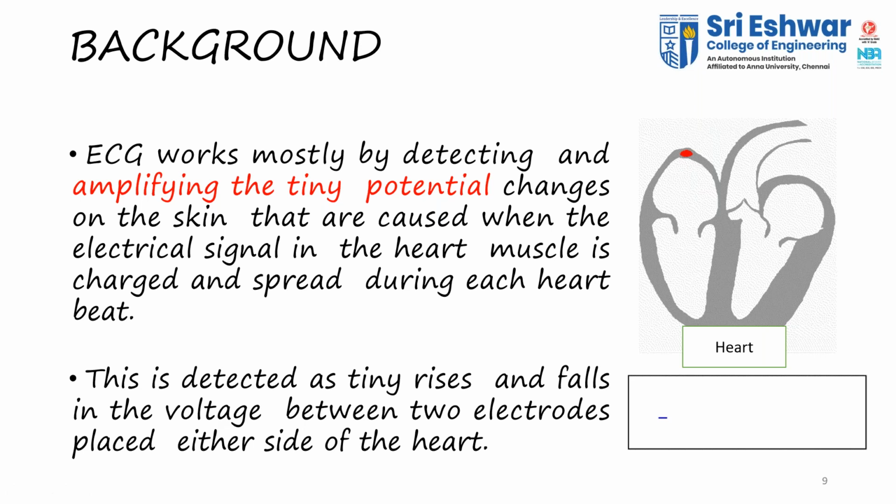Any doubts? ECG works mostly on the skin, and this is detected by electrodes. It is detected as tiny rises and falls in the voltage between two electrodes placed either side of the heart. This is the SA node, the sinoatrial node. This is used to generate potential out of the human heart, and the rises and falls of the signal will be measured between two electrodes. One is your reference electrode, another one is your main electrode, where I'm going to extract the biosignal out of your heart. That signal will be given as input to my amplifier for strengthening.